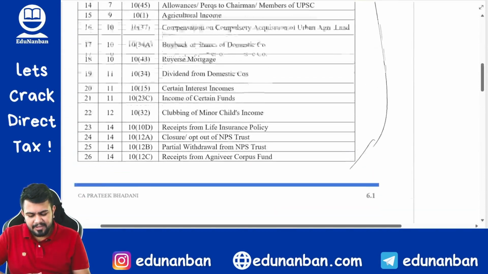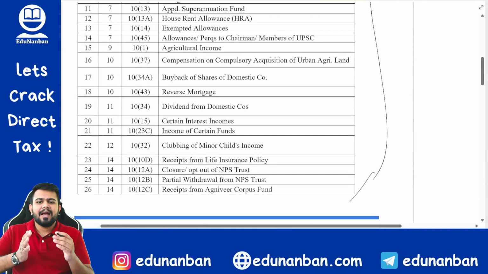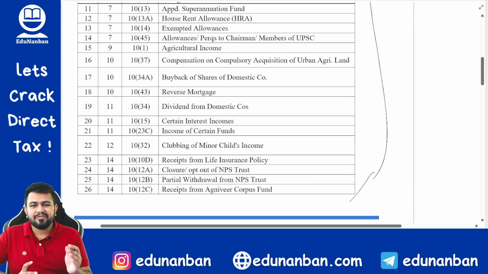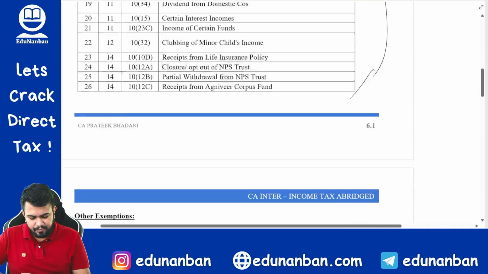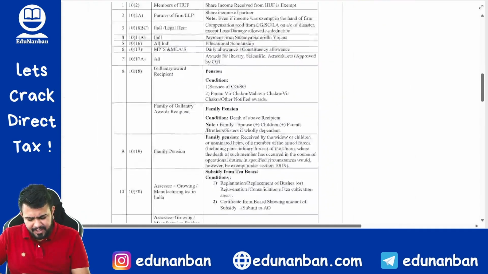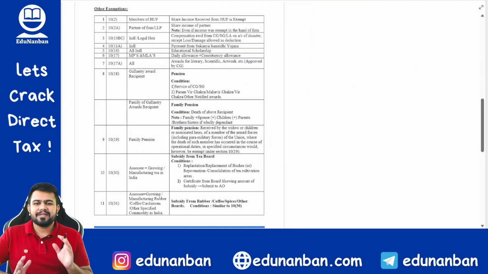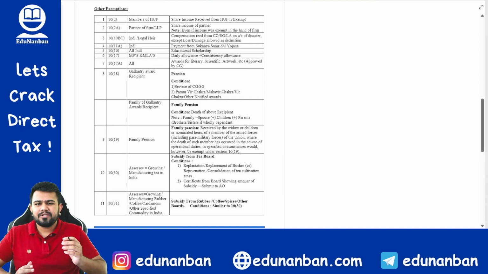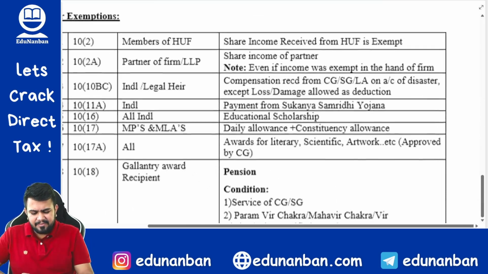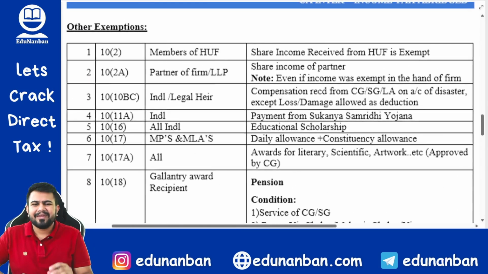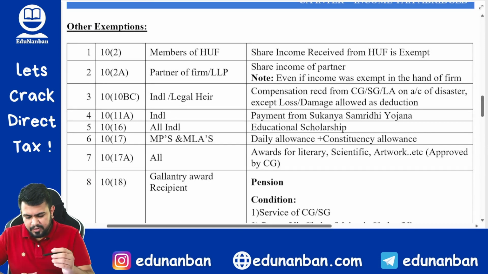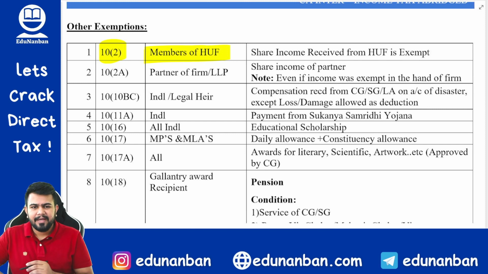So these exemptions I will not be discussing once again. I will only be discussing the exemptions which we have not discussed before. That is only one page of content, Kanna. There are only 11 exemptions that we are discussing in this video. It is going to be a short video, and the exemptions are not that difficult either. Very simple concepts. So first and foremost, section 10 clause 2, members of HUF.